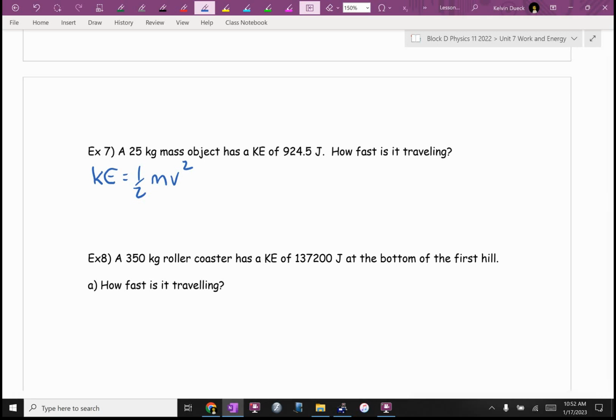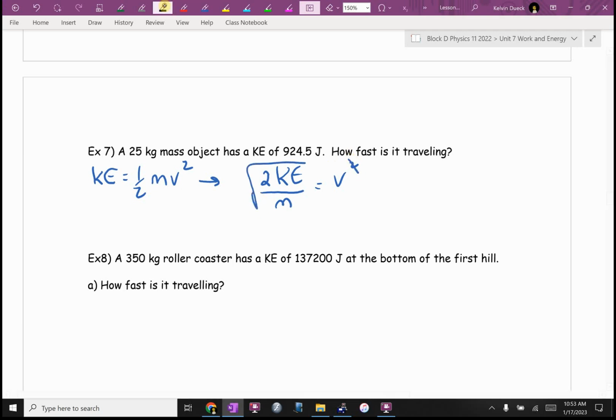Let's get the v by itself. How would I move the m over? Good. What about this 2 on the bottom? How would I move this 2 on the bottom over? Multiply. What about this 1 on the top? Technically divide, but am I going to really worry about that? No. So you're going to get this. 2 times KE divided by m equals v squared. V what? How'd I get rid of a squared?